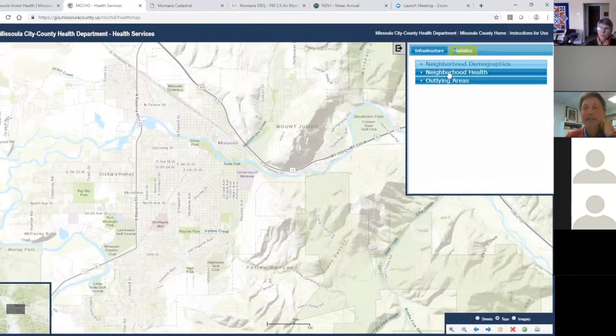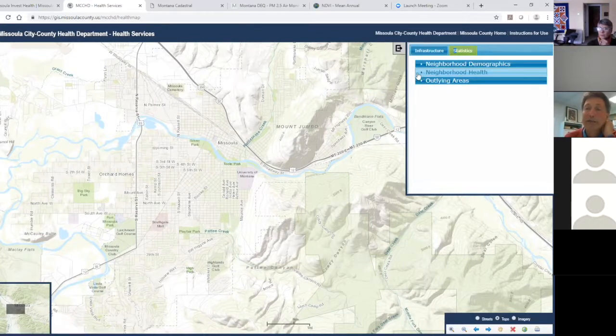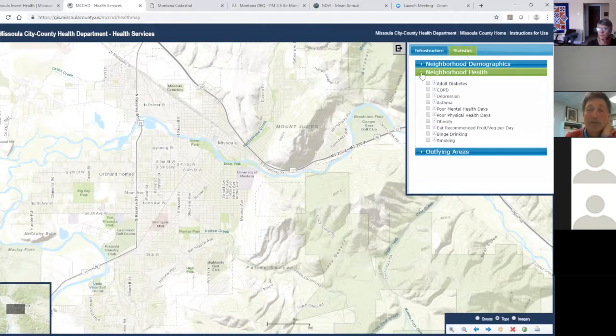And so then if I click on the statistics tab, they've got information on demographics and other information. Under infrastructure, they've got information on urban forestry and transportation, like roads and routes. But I'm just going to focus on the health statistics for right now. And as you can see, they've got a variety of not only chronic health conditions, but also behavioral risk factors in here. And we'll see in a moment where they're capturing these data from.